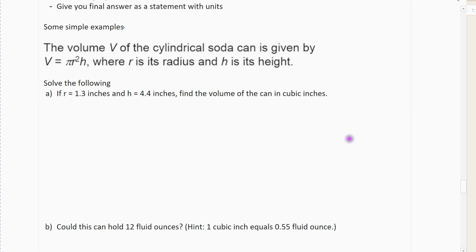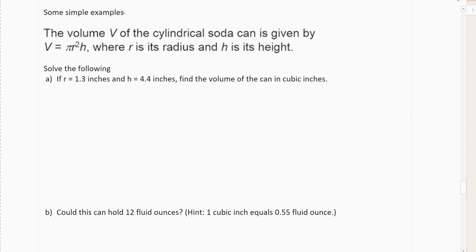Alright, so a couple simple examples. The first example is just a simple geometry type. We have the volume V of a cylinder, a soda can. A soda can's a cylinder. It can be given by the equation volume is pi r squared times h, where r is the radius of the circle part, the base, and h is the height of the cylinder. So again, on our can, that would be the radius, and this would be the height of our can that we can measure.